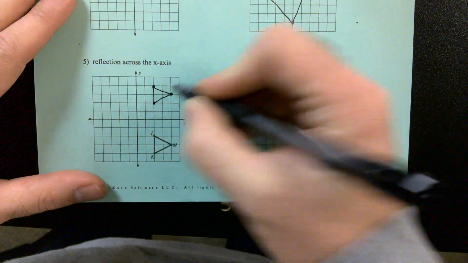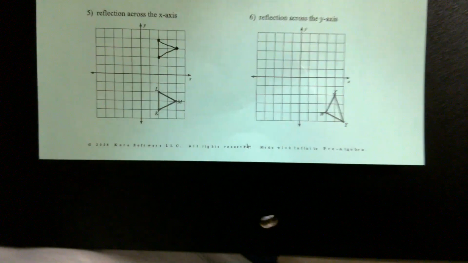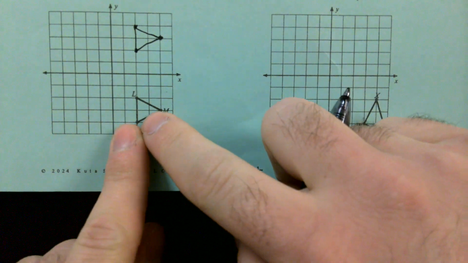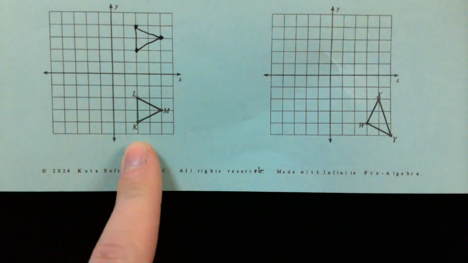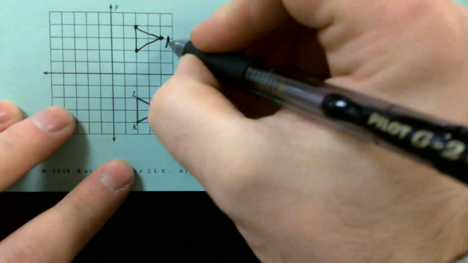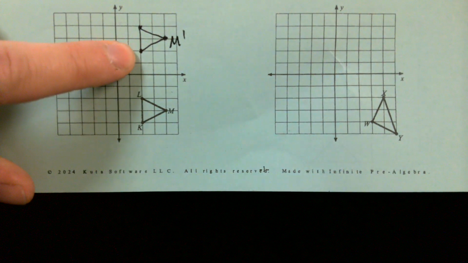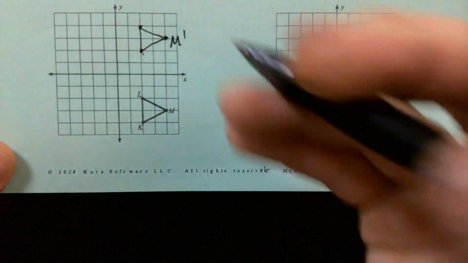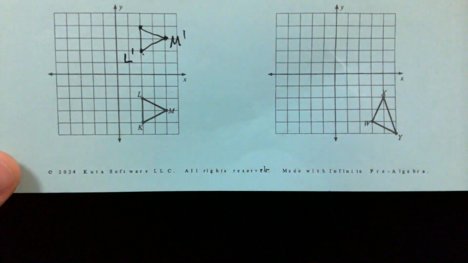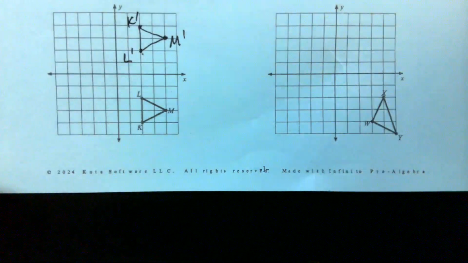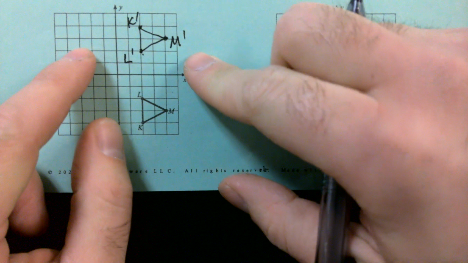M. Now this one is interesting because it kind of looks like we just translated this triangle up, right? It looks like we just took this triangle and we slid it up, right? That's why labeling these points is so important, because while we know this is M prime, what am I going to call this bottom point right here? L. That's going to be L prime. L was on the top, now it's on the bottom. K was on the bottom, now it's on the top. So this is why labeling is so important, right?